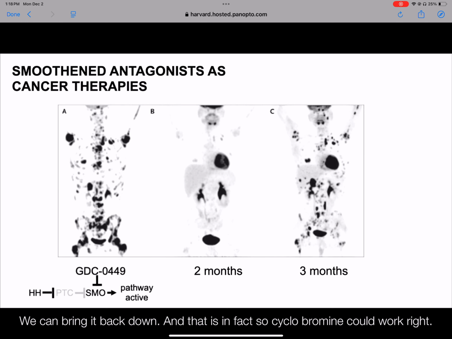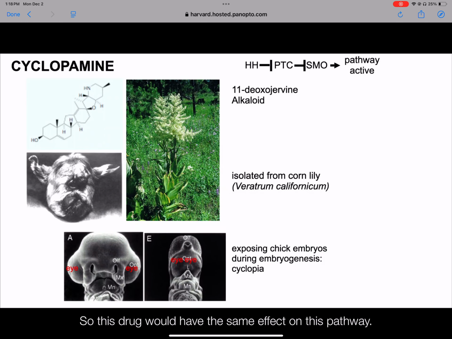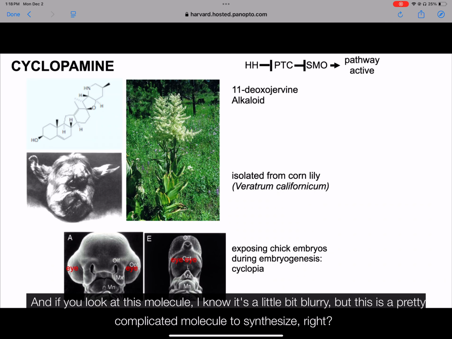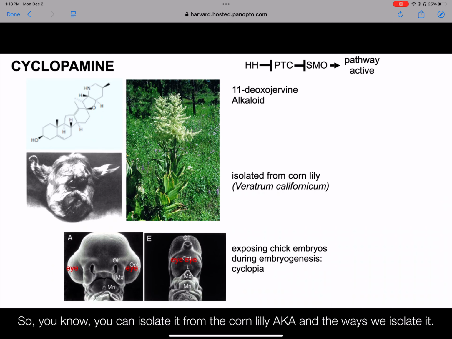And that is in fact true. So cyclopamine could work, right? So this drug would have the same effect on this pathway. It's not really used as a cancer drug because this is a natural product, right? It comes from the corn lily. And I know a lot of you are taking orgo. And if you look at this molecule, I know it's a little bit blurry, but this is a pretty complicated molecule to synthesize, right?